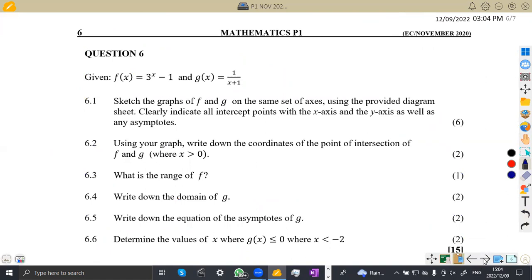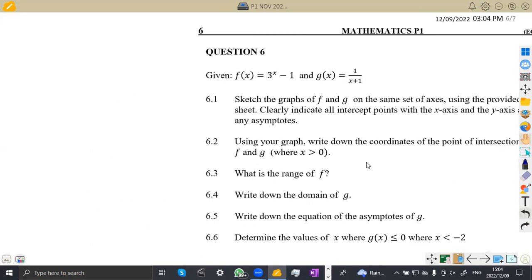Okay, on question 6, we are now given f(x) is equal to 3 to the exponent of x minus 1, and another g(x), which is 1 over x. Sketch the graphs of f and g on the same set of axes using the provided diagram sheet. Right, and I do not have that diagram sheet, so I'm just going to use what we have. All right, so we're given two functions on question 6. That's 6.1 here. So we've got two functions, the f(x), which is 3 to the exponent of x minus 1.